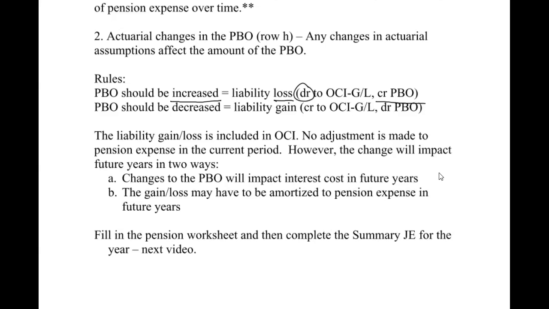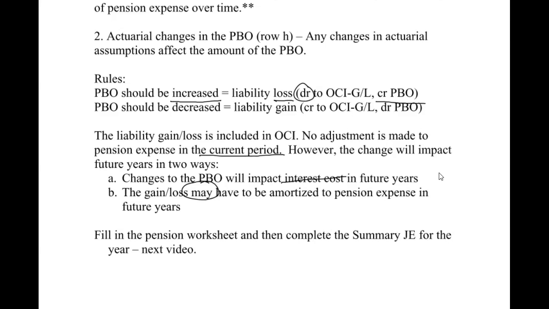Notice this one does not affect pension expense. It's included in OCI. No adjustment is made to pension expense in the current period. We consider gains and losses a component of pension expense, and if you look back to the second video, we said that the liability gain or loss will affect it in future years. How? Changes to the PBO will impact interest costs in future years, and the gain or loss, and this is important, may have to be amortized. That's video 7, which will deal with amortization of that. We'll come back to that in a future video.